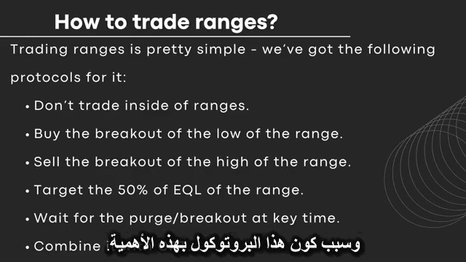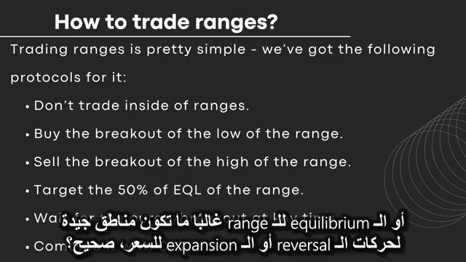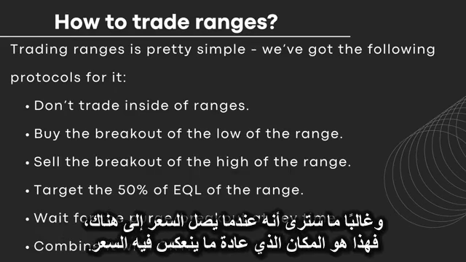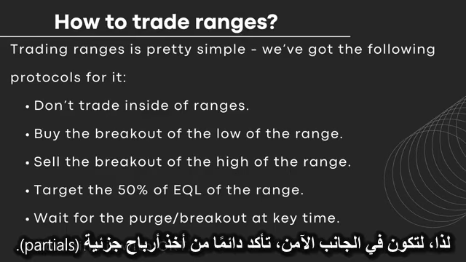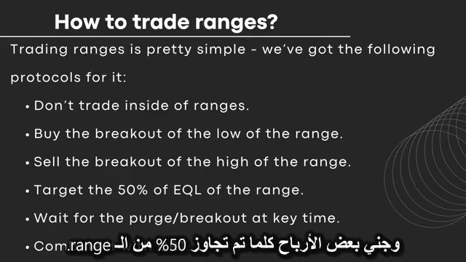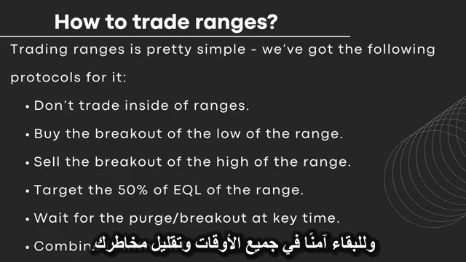The reason for this being such an important protocol or rule is because 50% of the range, or equilibrium of the range, often tends to be a good area for price reversals or expansions. Oftentimes you'll see that's where price usually reverses or expands from. So just to be safe, make sure to always partial and take out some profits whenever 50% of the range is crossed or reached. This protocol is used as a filter for taking partials and for staying safe at all times and lowering your risk.